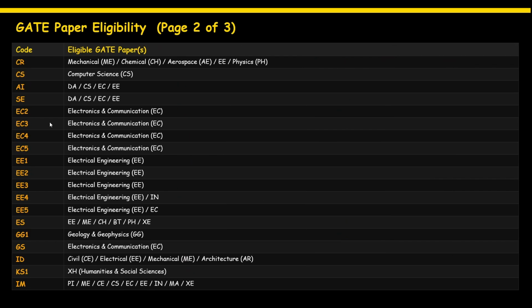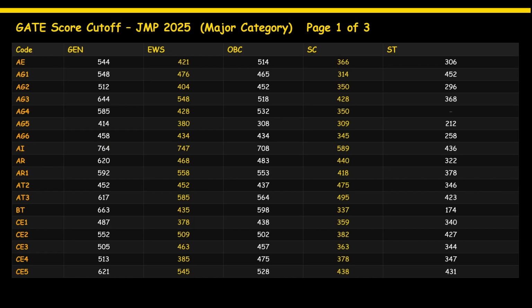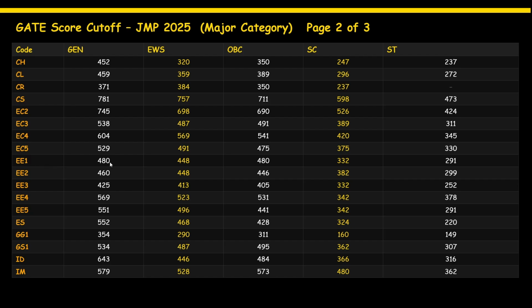So you can see E1 is... one second. The cutoff for E1 is 480, E2 is 460, E3 is 425, E4 is 569, E5 is 551 for the general category. EWS, OBC, SC, ST are also here, you can see.